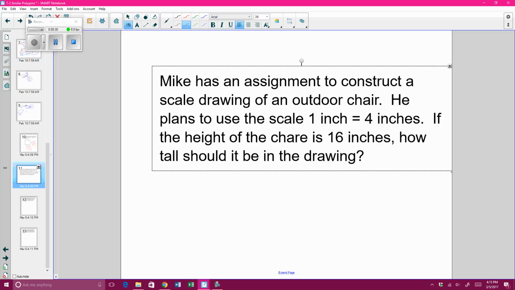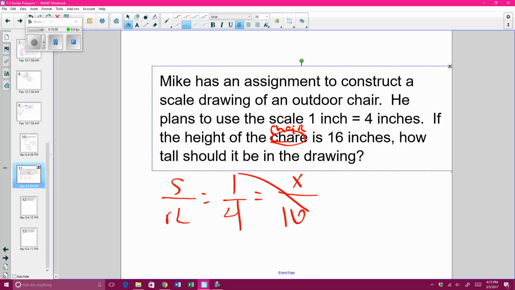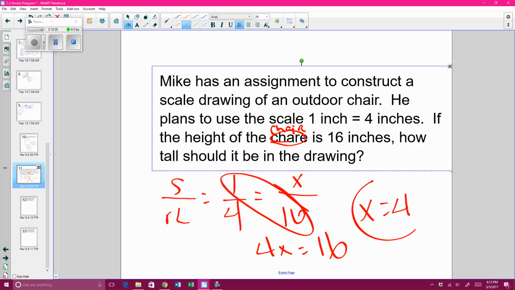Mike has an assignment to construct a scale drawing of an outdoor chair. He plans to use the scale that 1 inch equals 4 inches. So in real life, it's 4 inches. So let's do scale to real life. The scale is that for every 1 inch in the drawing, it's 4 inches in real life. The height of the actual chair is 16 inches. How tall would it be in the actual drawing? And 16 divided by 4 gives us 4.